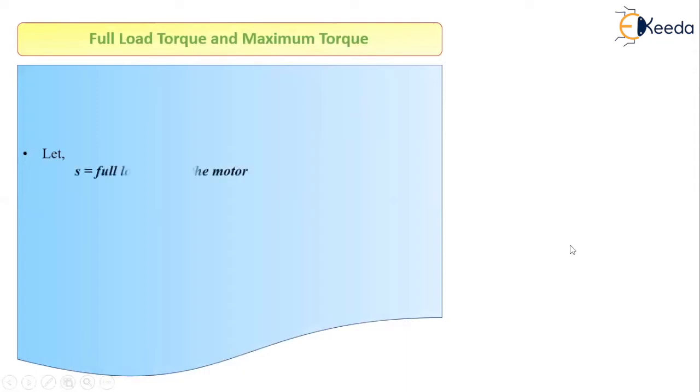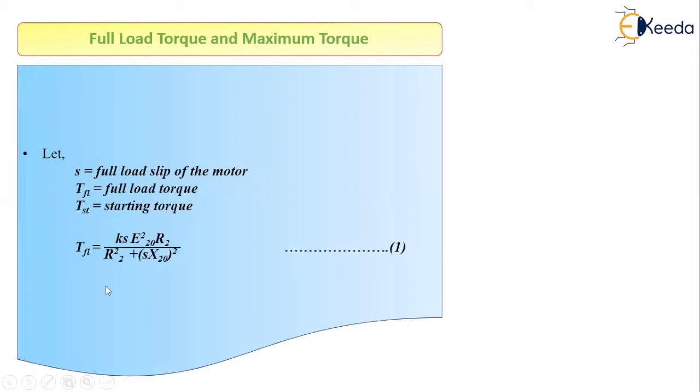So we know that we have already derived the equation for the starting torque and also the condition for the maximum torque. So let s be the value of full load slip of the motor, then TFL be the full load torque. So whatever torque we have derived in the previous derivations, now that torque will be represented as full load torque. Also TST will be your starting torque. So we know that the formula for the torque is nothing but K s E20 square R2 divided by R2 square plus (s X20) square. So from now onwards, we will be calling it the full load torque. Let it be equation number 1.